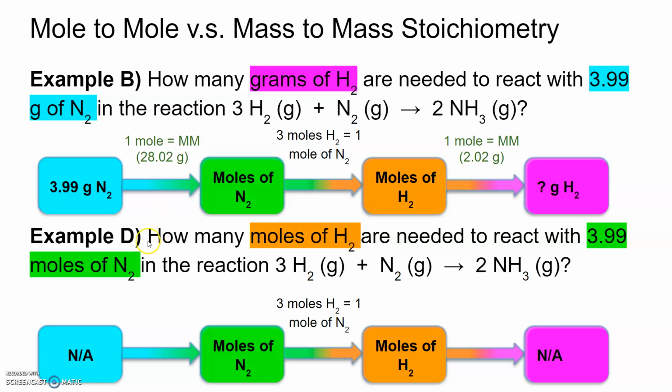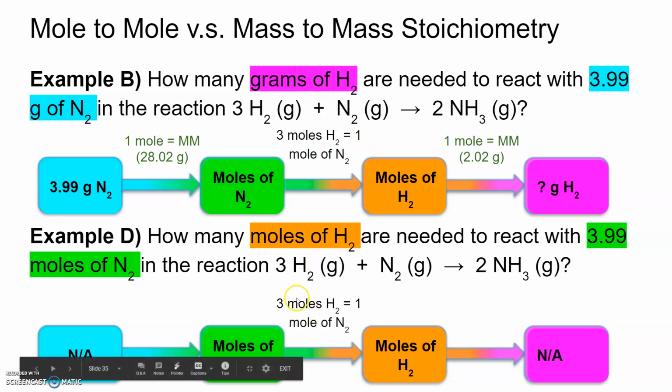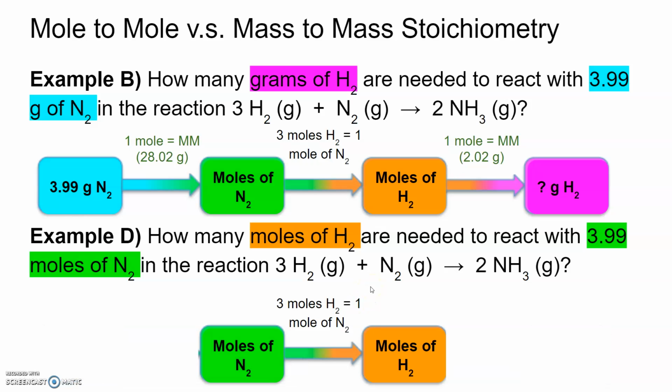On the other hand, if you read example D, which says how many moles of H2 are needed to react with 3.99 moles of N2, this is an example of a mole-to-mole because we're starting with moles, 3.99 moles of N2, and we're trying to find the moles of H2. So for a mole-to-mole problem, you don't need molar mass because there's no need to convert since you already have the moles of your given. You're trying to go to moles of your find. So all you need there is just the conversion factor. So the first and the last step, you don't need them for a mole-to-mole problem. For a mass-to-mass problem, you need all 3 steps. For mole-to-mole, you only need that second step, which is using the mole ratios to convert.